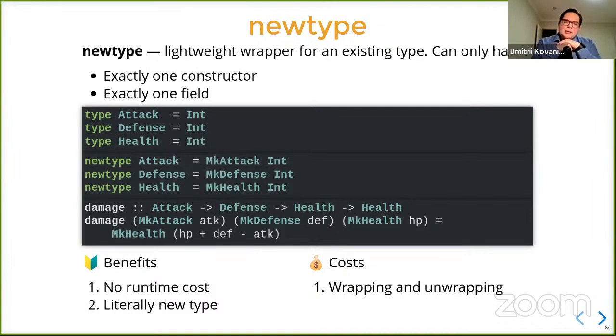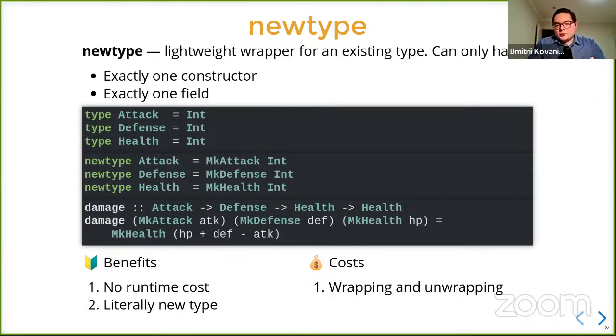But you would think, okay, it's a completely new type. Does it have any performance overhead? And actually, no, newtype doesn't have any performance overhead. It's guaranteed by the compiler that all these wrappers and unwrappers will be eliminated, erased, and your functions will behave exactly as if you wrote them with Ints, without this kind of runtime overhead.